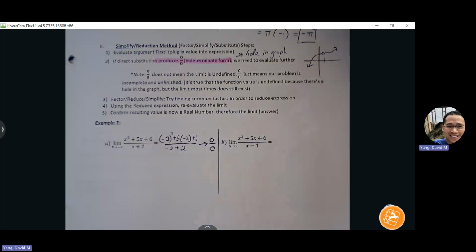So this tells me that there's a what in the graph. There's a hole. The limit exists. We still have to find it. Okay. So this problem is incomplete, but we do know what's coming up. We're expecting that at the end of this problem we're going to get down to a real number.